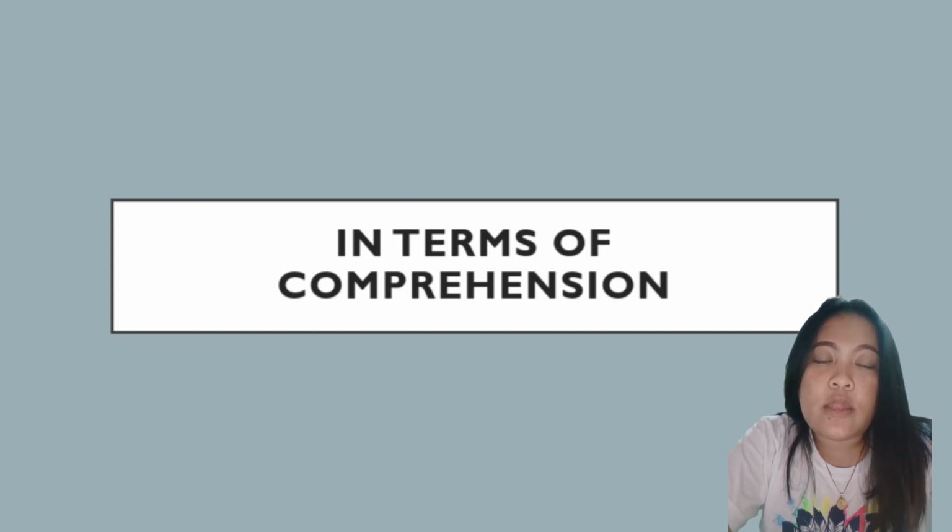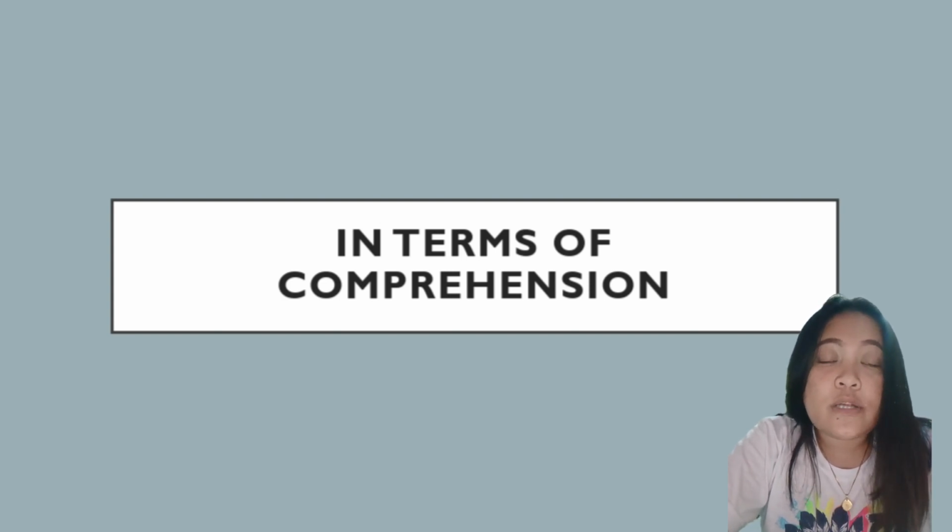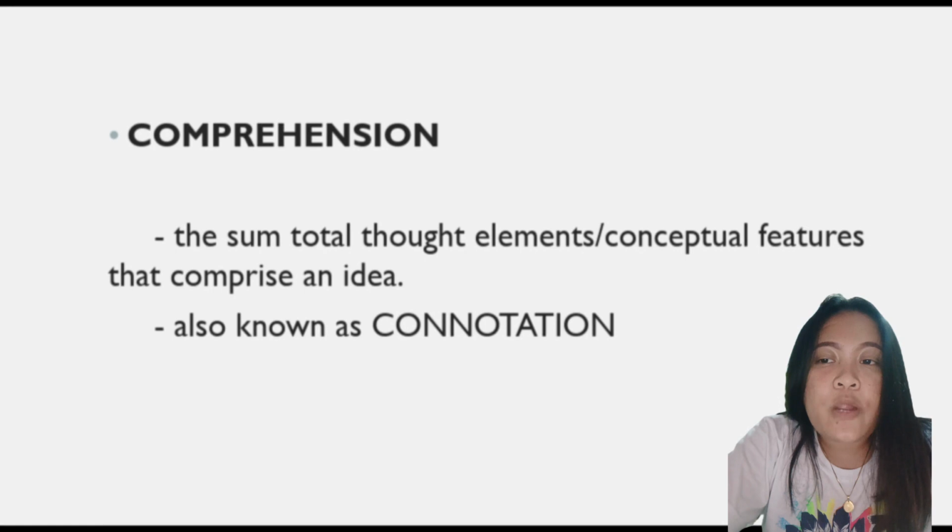In logic, the comprehension of an object is the totality of intentions, that is, attributes, characters, marks, properties, or qualities that the object possesses, or else the totality of intentions that are pertinent to the context of a given discussion. Comprehension is also the sum total of thought elements or conceptual features that comprise an idea. Comprehension is also known as connotation.